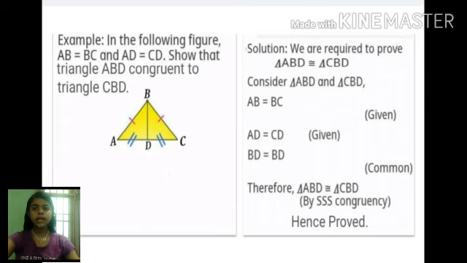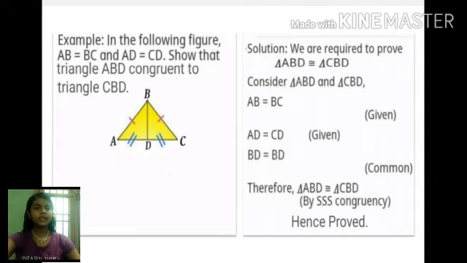Next, we can see an example. In the following figure, AB is equal to BC and AD is equal to CD. Show that triangle ABD is congruent to triangle CBD. Here they have asked to show that triangle ABD is congruent to triangle CBD. Solution. First we should write the given: AB is equal to BC, AD is equal to CD. And we should show that triangle ABD is congruent to triangle CBD.